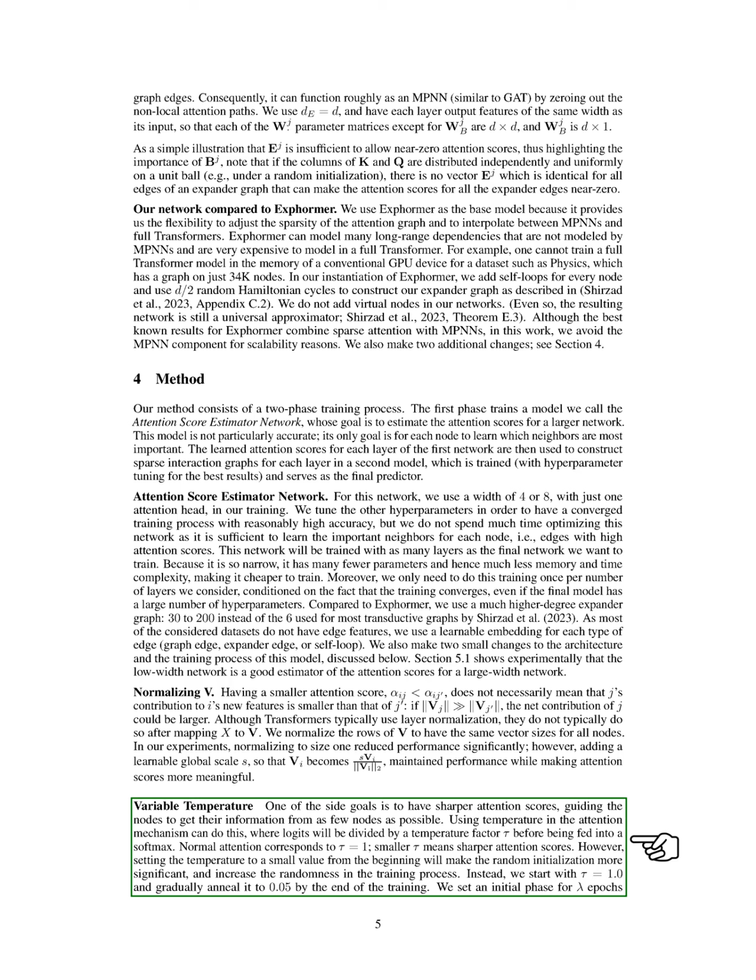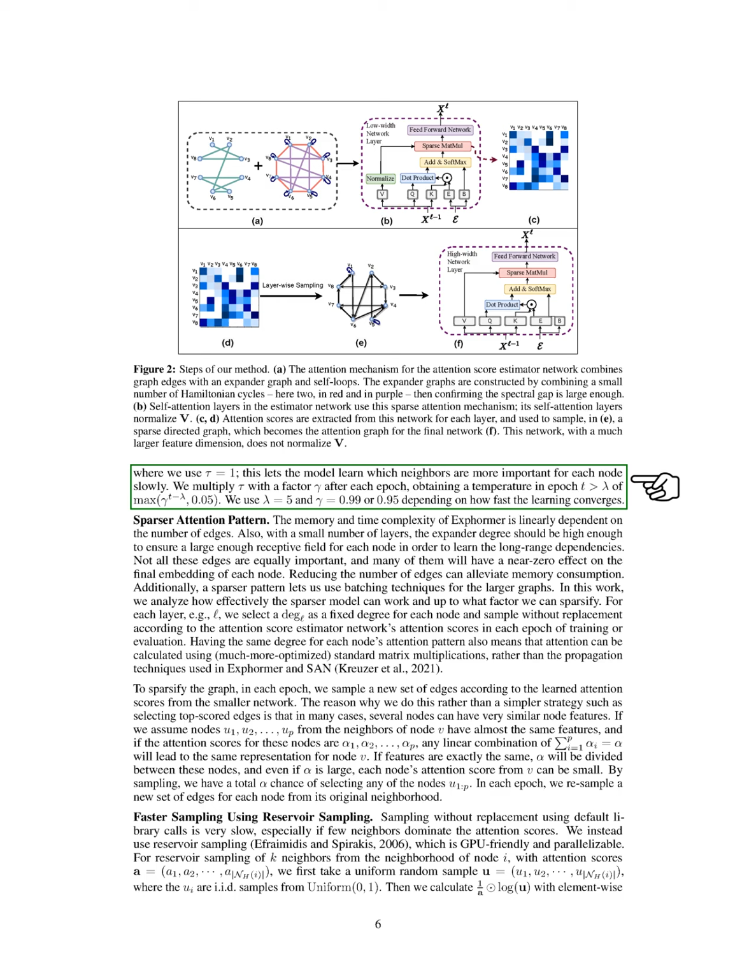Instead of starting with a low temperature, we begin with 1 and gradually reduce it to 0.05 by the end of training. We set an initial phase for a specific number of epochs using a temperature of 1, allowing the model to slowly learn which neighbors are more important. After each epoch, we adjust the temperature based on a decay factor.